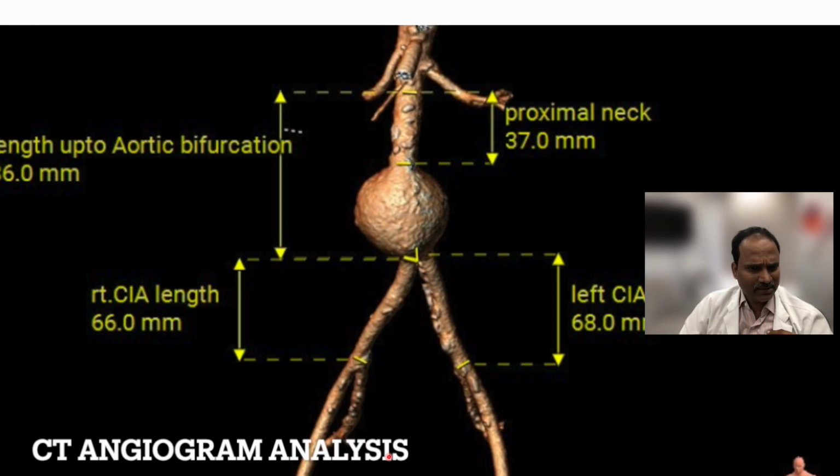So keeping that in mind, we decided to go ahead with a 23 to 10 main graft, wherein we can fit the iliac graft within the aneurysm, followed by the left extension. So that was the plan.